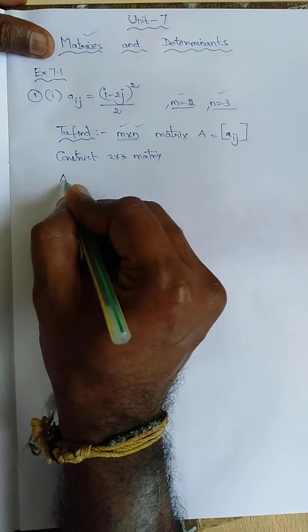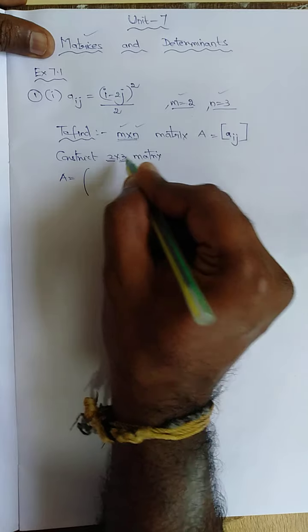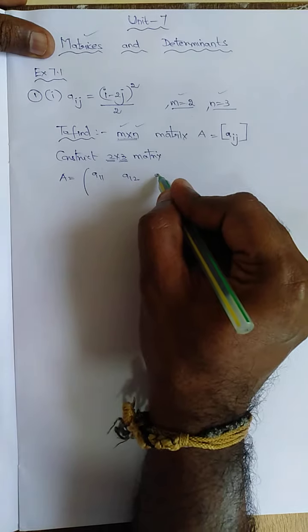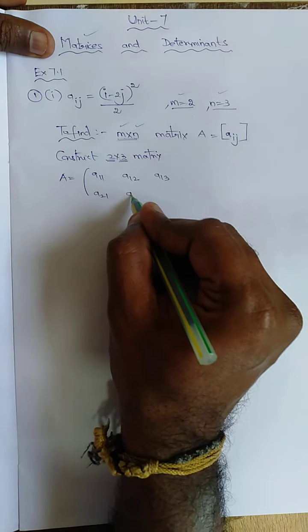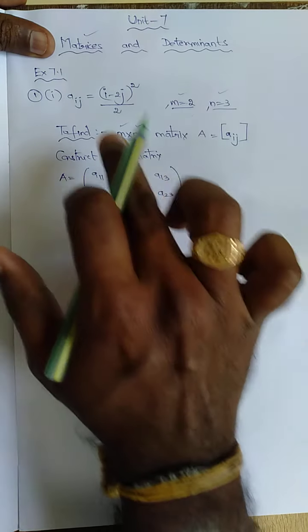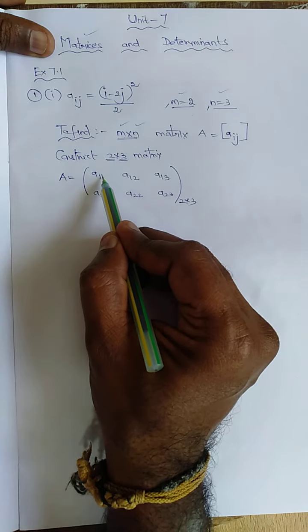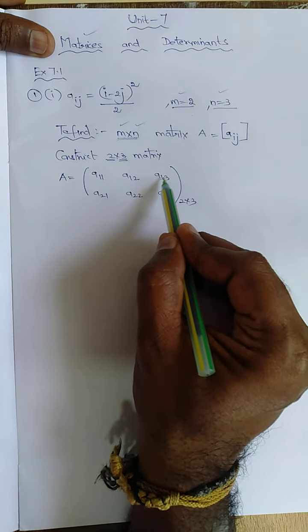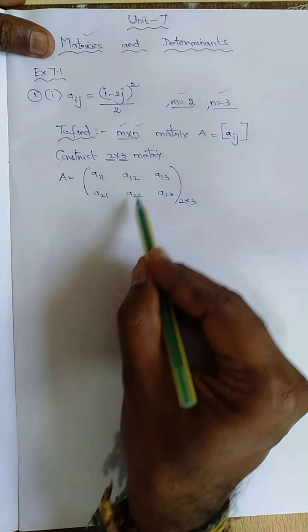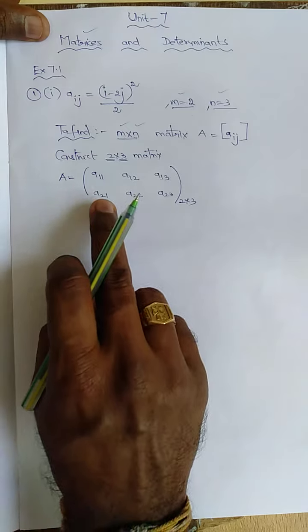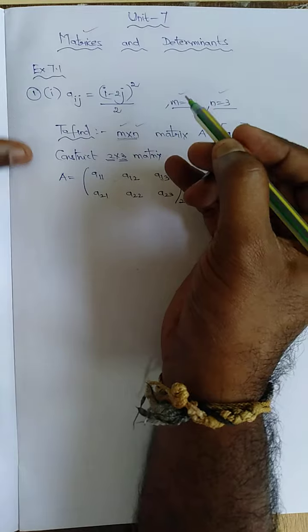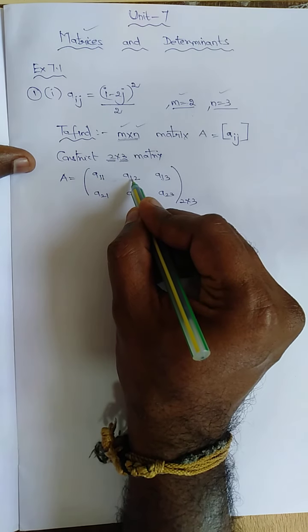Therefore, A will be 2 cross 3, which means 2 rows and 3 columns. Therefore, it can be A11, A12, A13, A21, A22 and A23. 2 cross 3, 2 rows and 3 columns. Therefore, first row first column, first row second column, first row third column. This is the first row, second row, first column, second column, third column. So now I am going to apply a suffix ij. They have given a suffix ij is nothing but (i minus 2j) the whole square divided by 2. This is i, this is j.